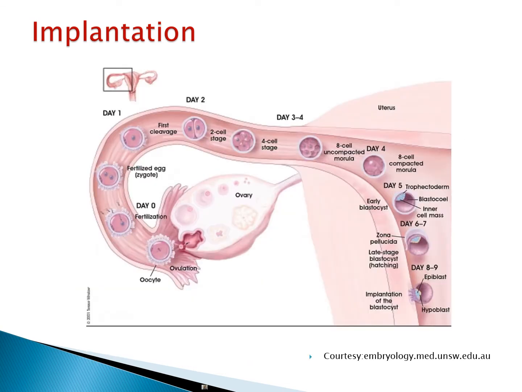This is the diagram showing implantation in a uterus. Here you can see that the oocyte is released from the ovary. Then after fertilization, the fertilized egg changes into the zygote, which changes into the 2-cell stage, then into the 4-cell stage, then into the 8-cell stage, and then into the 16-cell stage, and ultimately this is the blastocyst which is undergoing implantation into the endometrium.